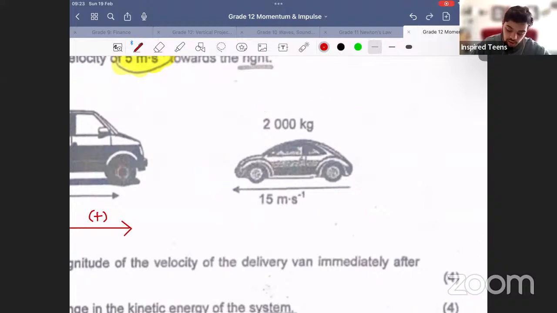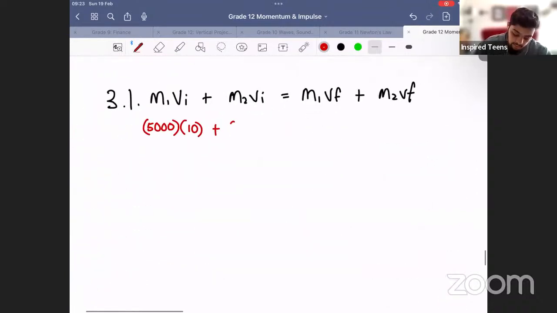It has a mass of 2,000 kilograms, but it actually has a negative velocity. Why? Because it's traveling to the left. So 2,000 times -15. Our unit is kilograms, by the way, times -15. So these are the initial amounts for both objects.